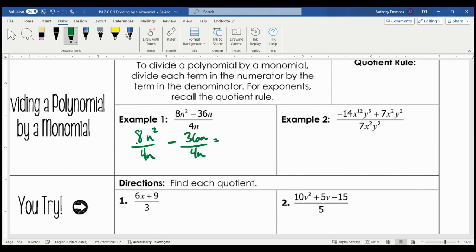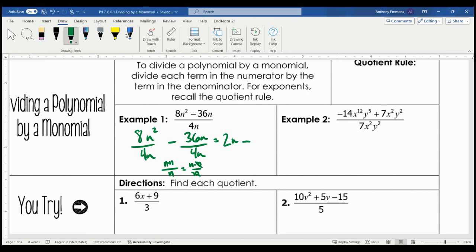So 8 divided by 4 gives us 2. N squared divided by n, I can either say that's n to the 2 minus 1, which is 1, or I could say to myself, well, if I have 2 n's on top and an n on the bottom, those would just reduce and I'd be left with a single n in the numerator. So overall, 8n squared divided by 4n gives us 2n.